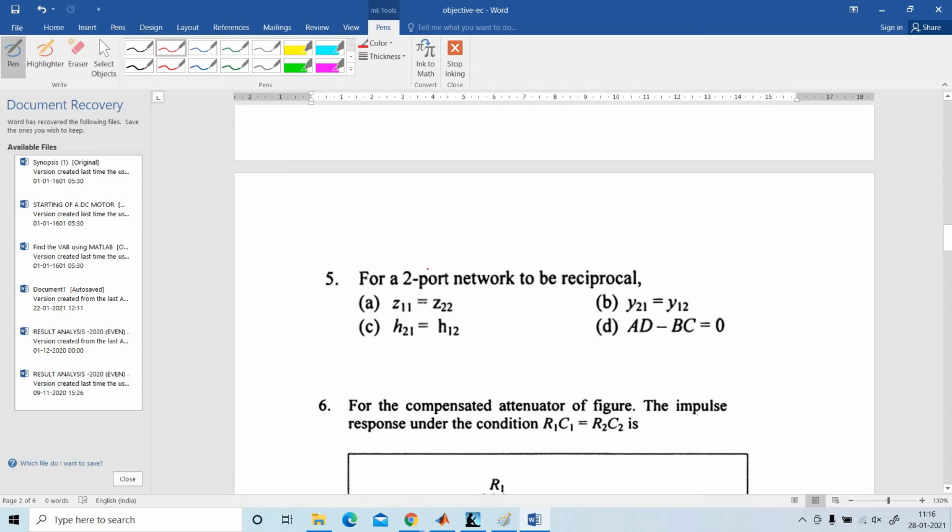Next problem. For a two-port network to be reciprocal, if the Z parameter is reciprocal, Z12 equal to Z21. Here, to be reciprocal means H12 equal to minus H21. This one is the correct answer. Here also, to be reciprocal means AD minus BC equal to 1. So answer B is the correct answer.